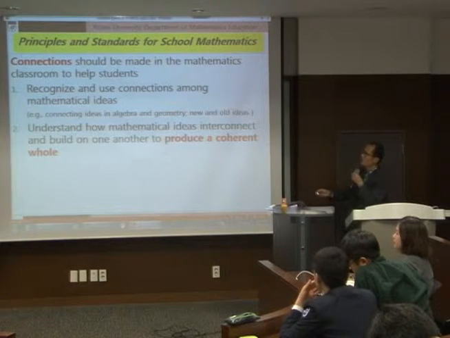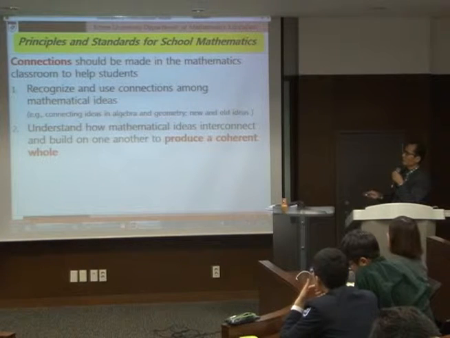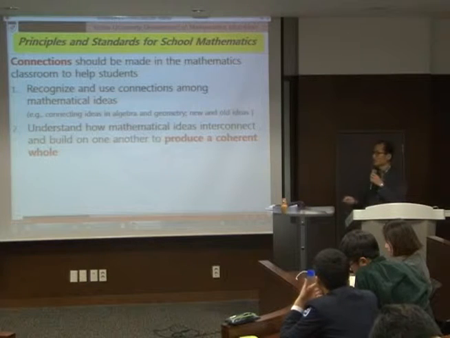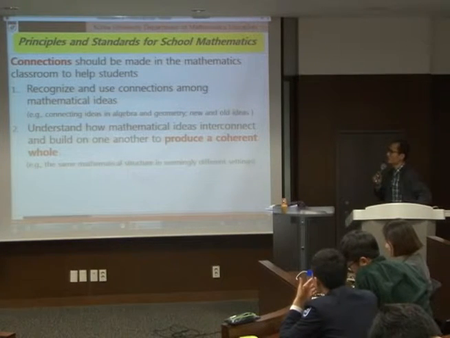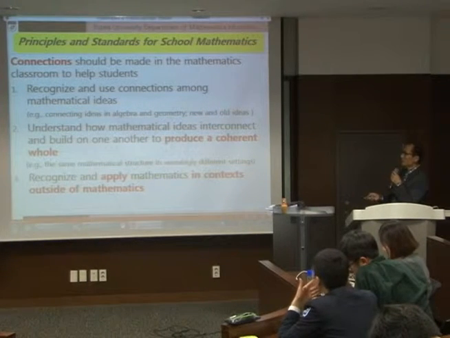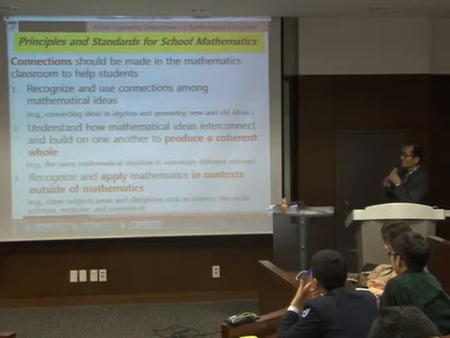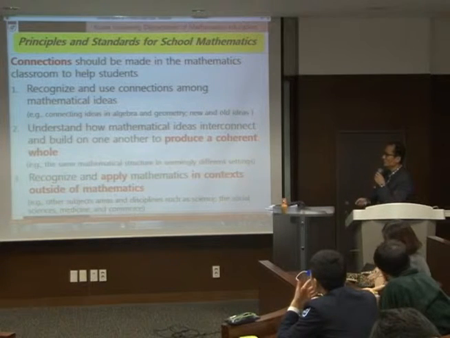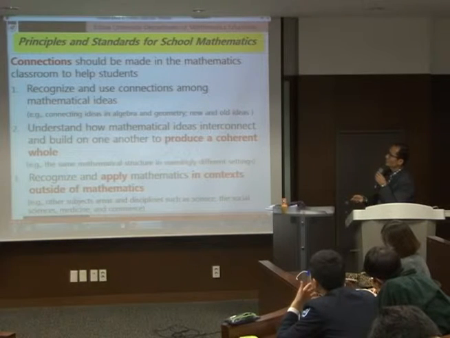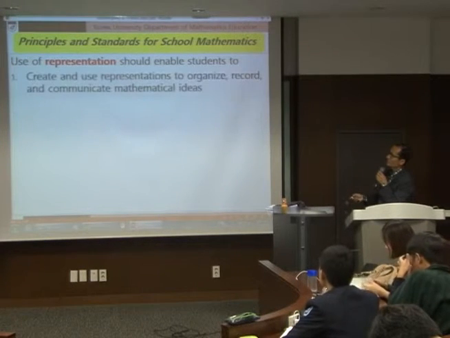Connection, once again: recognize and use connections among mathematical ideas, understand how mathematical ideas interconnect and build on one another to produce a coherent whole. I emphasized many times what is the meaning of coherent whole, right? So basically, the same mathematical structure in 7 different settings. Also, the last one, recognize and apply mathematics in contexts outside of mathematics, other subject areas and disciplines such as science, social science, medicine and commerce, are going to be a good example in this category.